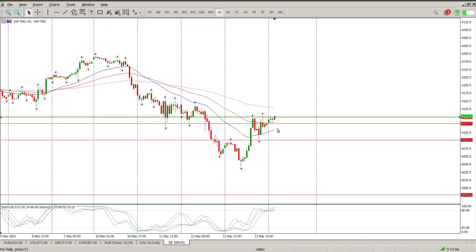Okay, so this is the level for me to watch, 4117 or 4120, 4100, that area. That's what we want to watch, and then obviously we want to clear the highs of yesterday, test them, and then move to the upside. Anyway, that's my view at the moment.